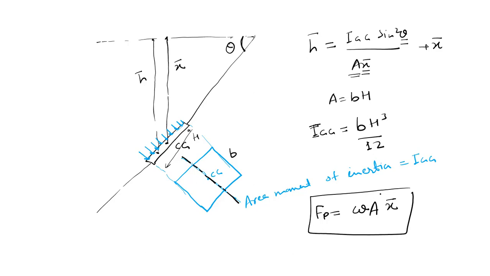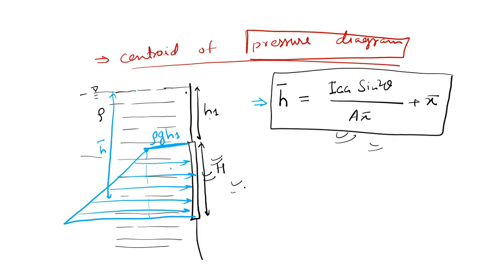Okay, so it's clear about this formula: Igg sin square theta upon A x bar plus x bar. Theta is the angle from the free surface. A is the normal area. X bar is the CG from the free surface, and h bar is the center of pressure. Okay. So now we will solve that problem that we have seen previously, using this formula. We understood clearly.